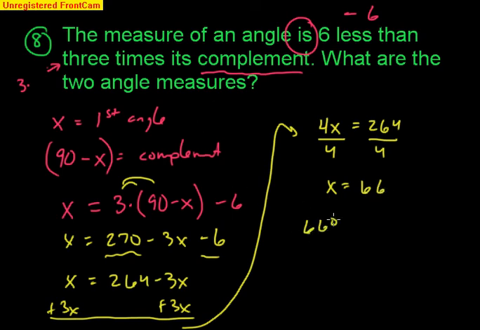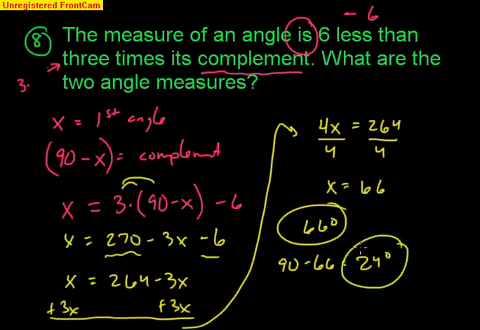So what is the measure of the first angle? The first angle is 66 degrees. Now to find the second angle, I take 90 minus 66, and that is 24 degrees. And the magic of mathematics, 66 and 24 is 90. And if I take 24, times it by 3, and subtract 6, that is 72 minus 6, which is 66. It's all very magical, this beautiful subject we learn, mathematics.